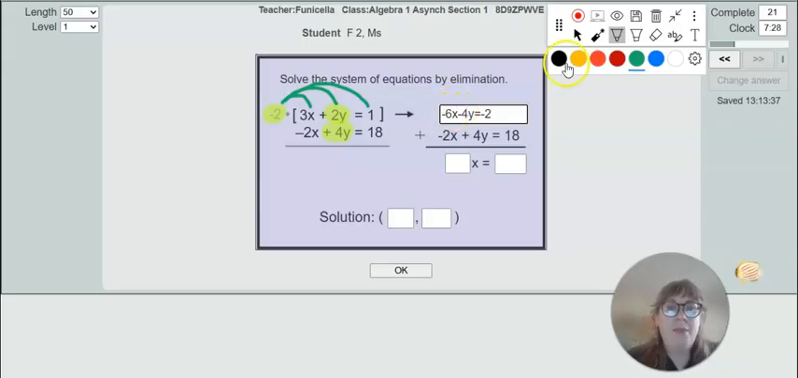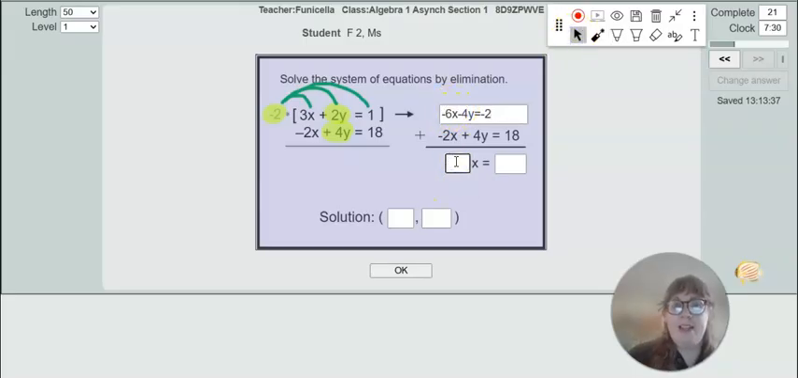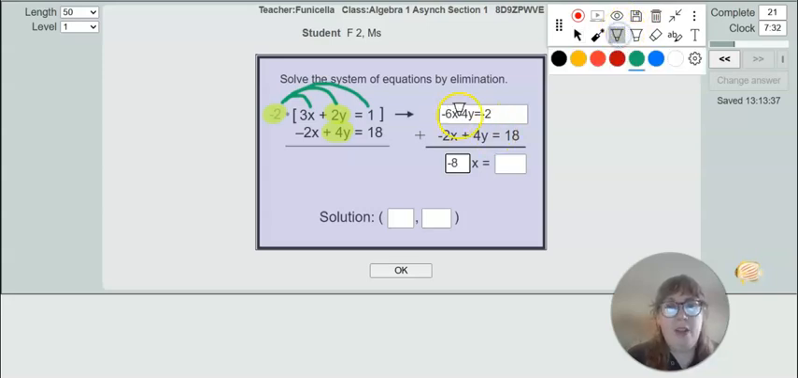Negative 6x plus negative 2x is a negative 8x. Negative 4y plus 4y cancels to 0. And negative 2 plus 18 is a positive 16. So then we have negative 8x equals 16.